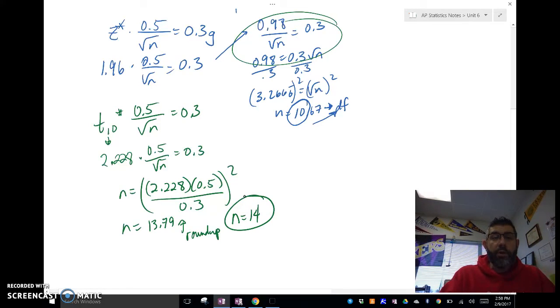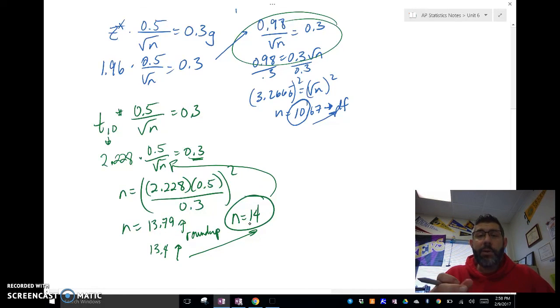So if I plug 14 back in here, I should get a value that's smaller than 0.3. Now I want to always round up. If I had gotten 13.4, I would still round up to 14. The reason for that is if I picked 13, that n is going to be a little too small for the margin of error that I'm hoping to accomplish, which in this case was 0.3. So I'm always going to round up in this last step.